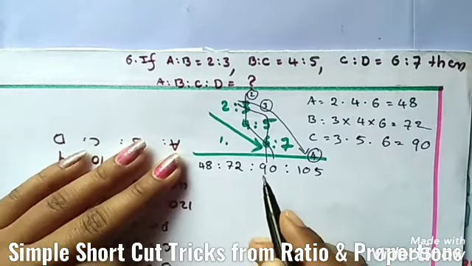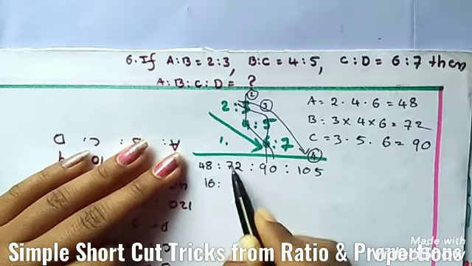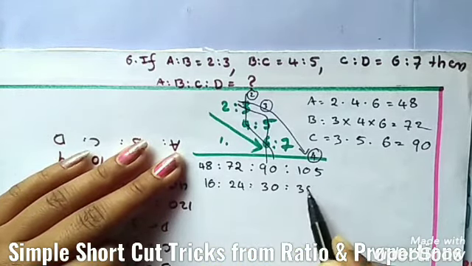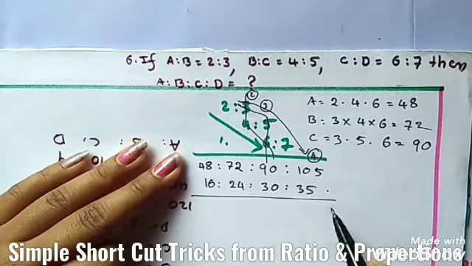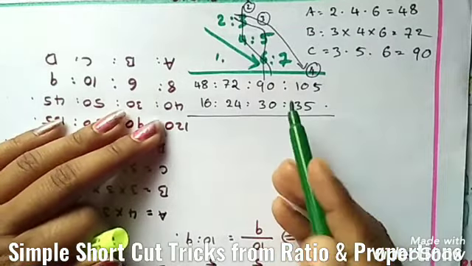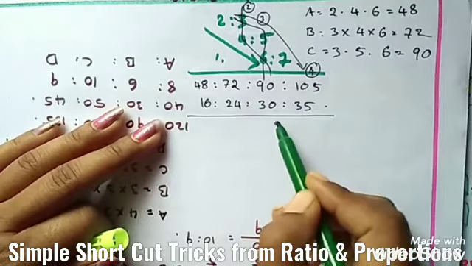So here any cancellation is there, you can observe. That means 16, 24, 30, 35. That is only a simple calculation. Here I applied the 3 table, and next, the second trick you have to follow.